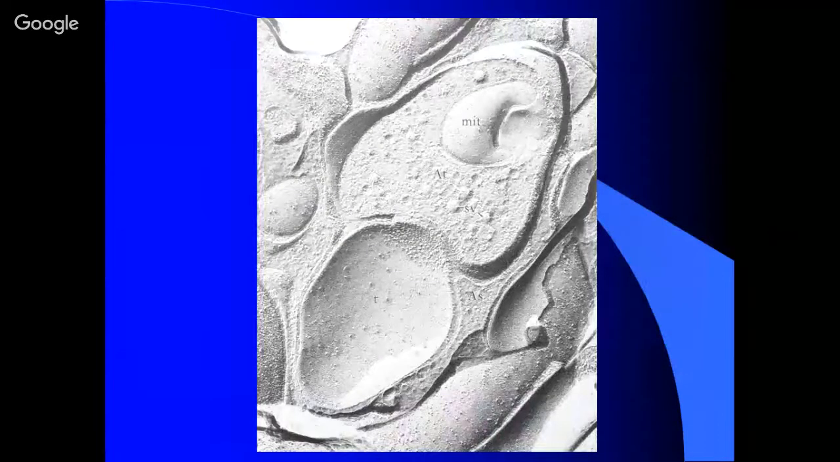Now, I love this picture and I love this technique. This is called quick freeze deep etch. This is a technique which you'll see several pictures of. And what you do is you take the piece of brain that you're interested in and you put it between two plates which have been cooled with liquid nitrogen. And the tissue, which is wet, sticks and is immediately frozen to liquid nitrogen temperature. Then you take these two plates and you pull them apart. Just pull, and you fracture the tissue.